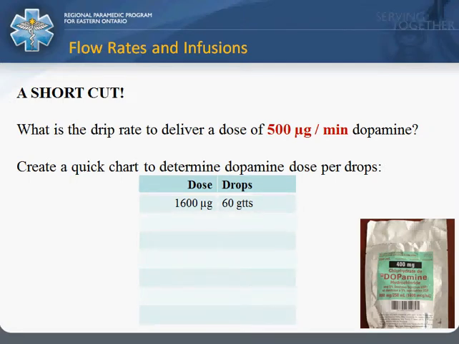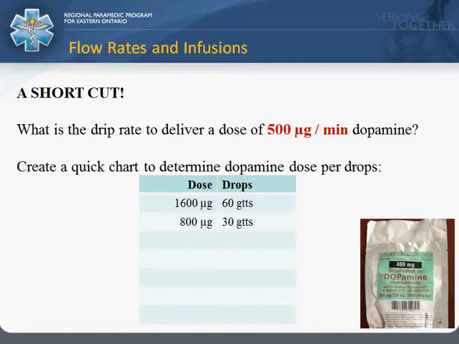A shortcut. What is the drip rate to deliver a dose of 500 micrograms per minute to that 100 kilogram patient? Let's create a quick little chart to help us out. And you can draw this little chart in your protocol book right now, or wait until I'm done. Whatever you like. And this will help you out. Here's the little chart that I wrote. If you had a really good preceptor or a really good instructor in school, you already know this part. 1600 micrograms is in 60 drops using a microset. We know that. It's printed right on the bag.